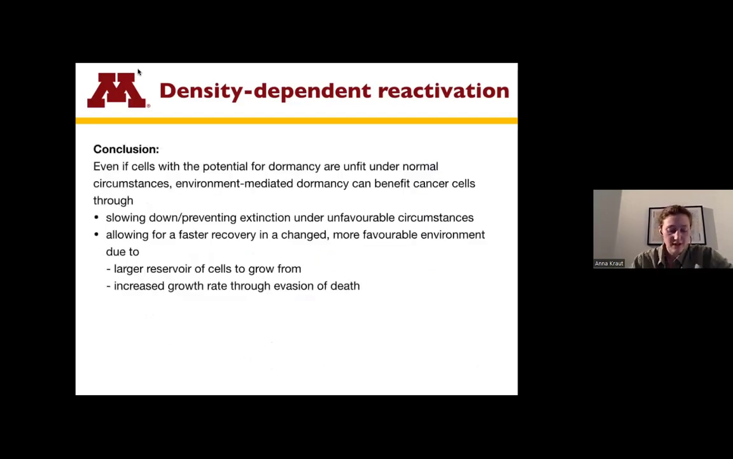Right, so the conclusion here is that even if cells with the potential for dormancy are unfit under normal circumstances, because, for example, upholding this resistance mechanism might be costly, environment-mediated dormancy can still be beneficial to cancer cells, both by slowing down and preventing extinction under these unfavorable circumstances, and also by allowing for faster recovery, both due to a larger initial reservoir of cells to grow from, and also by an increased growth rate.